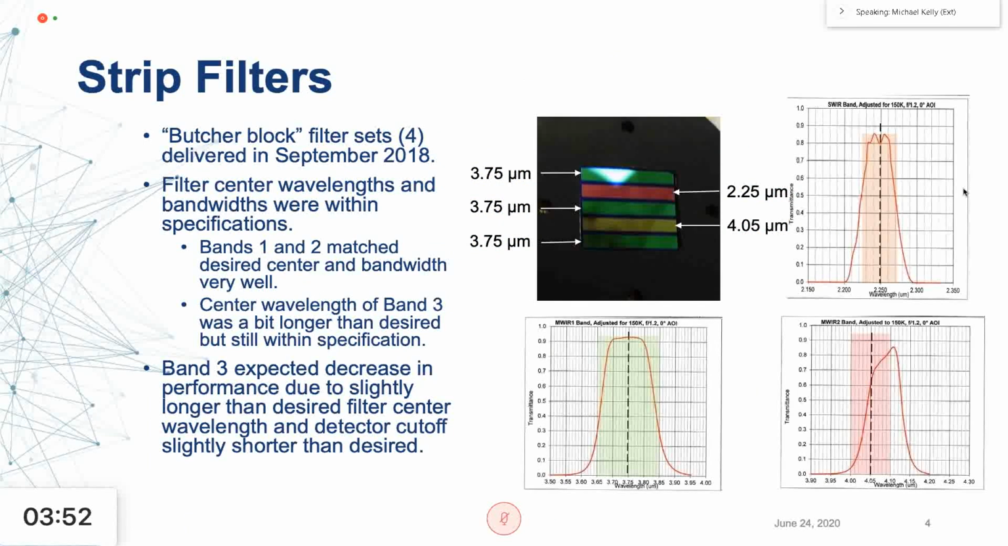So we have a stripe filter on it, a butcher block filter, and you see the design there on the right-hand side. We have 3 bands: the 3.75, the stereo imaging for the 4 nadir and view aft images, and then we have the 2.25 and 4.05 bands in between. We use a relatively spectrally wide band at 3.75 in order to be able to detect thin clouds, fog at night in the planetary boundary layer, and then we have the 4.05 band on the bottom right, and then 2.25 on the upper right.